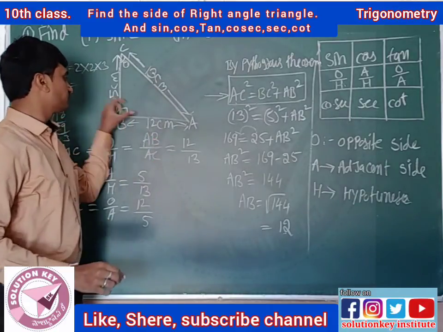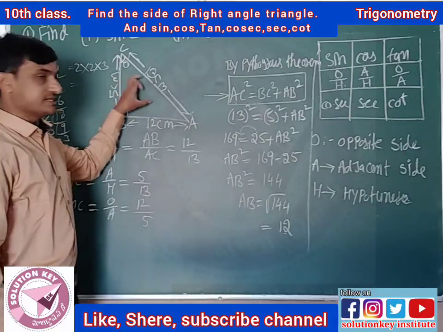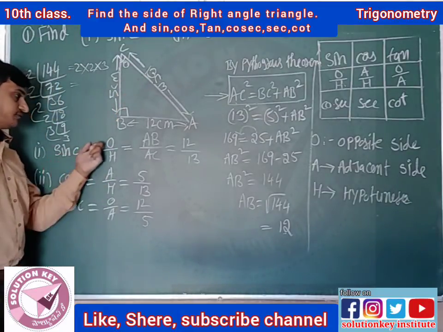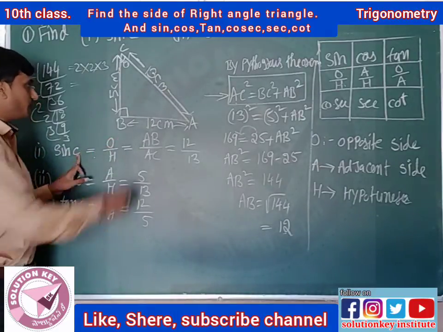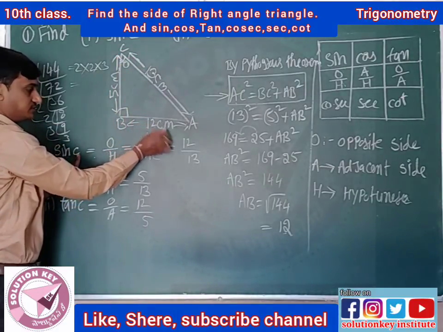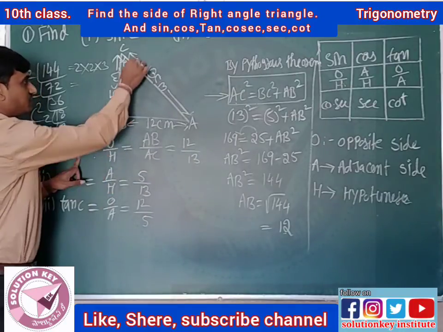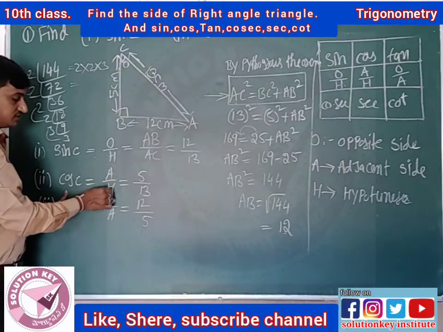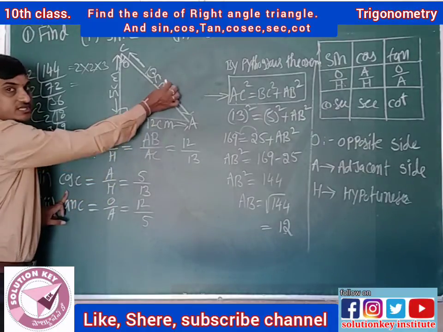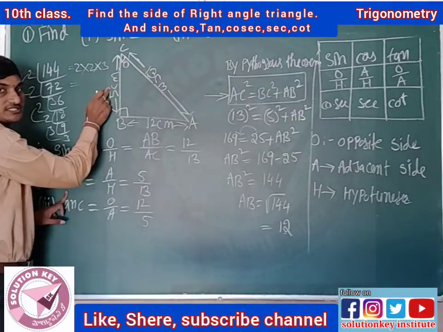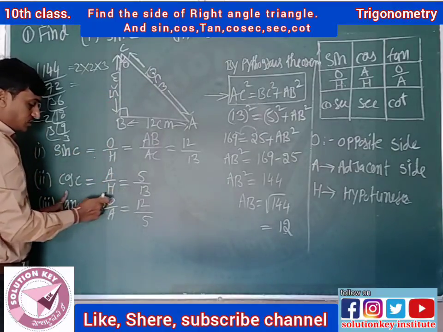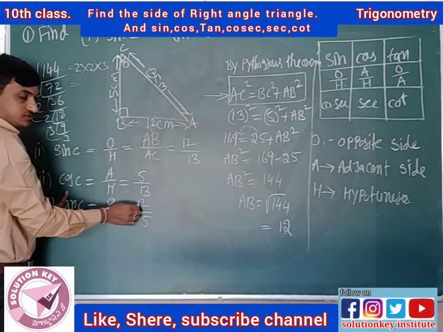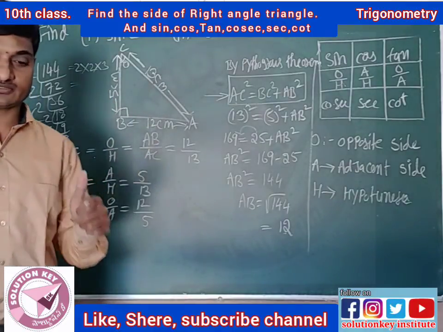Then here you have completed all three sides. Then write the formulas sin C, cos C, tan C. Sin C formula: opposite to C is 12, and hypotenuse, the longest side AC, is 13, so 12 by 13. And cos C means adjacent by hypotenuse, so 5 by 13. Tan C is opposite by adjacent, so 12 by 5. Is it clear?